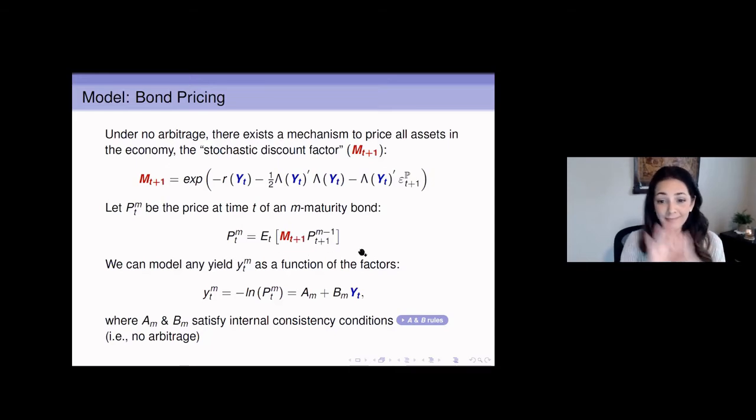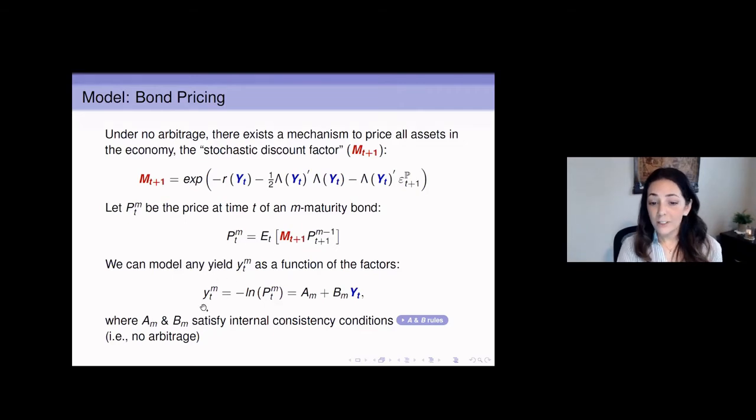Now, the final takeaway about this term structure model is that because of the inverse relationship between the price of a bond and the yield of the bond, we can model yield curve movements, or yields of any maturity, as a function of the factors. And this is what we are getting out of this. A and B are parameters that again will be estimated by the model, and they'll have restrictions so that no arbitrage holds at any point in time. So this is my entire term structure model.